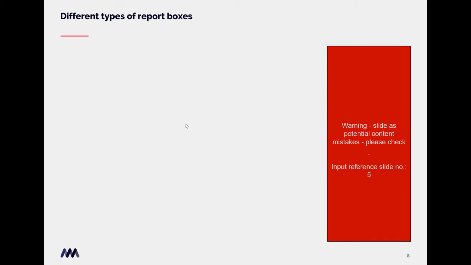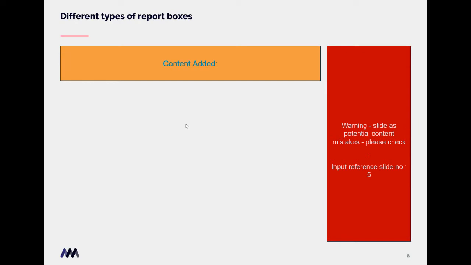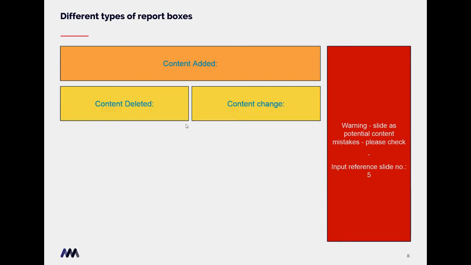And then you get to the other slides, which might have different types of report boxes. So let's take a look at what kind of boxes you can see. There is always this bigger box on the right side of the slide, which warns you if there is some potential content mistake in the slide, and it says the input reference slide number that you should compare the slides to. Then it will show you the other boxes, like for example content edit, which will always be orange. Then we have content deleted or content changed, which is yellow.